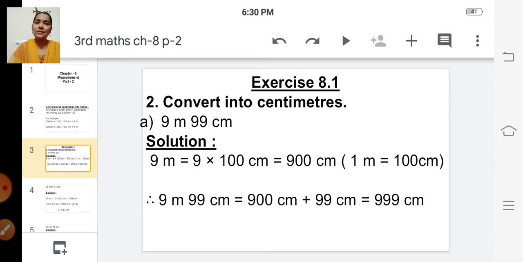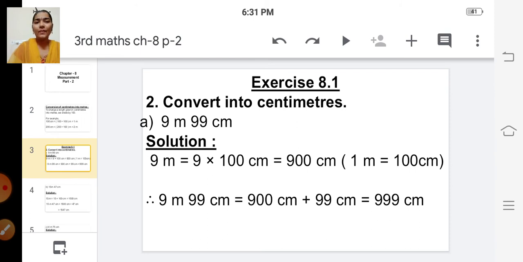Okay. Exercise 8.1. In this exercise, the first problem is for you. Take your book and look at the first problem. It's very easy. You are going to find out the length of your pencil, your eraser, like that. You have to find the length and write it in the book. So the first problem is the home assignment for you.